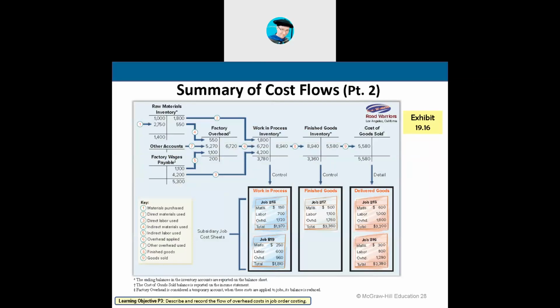This is a nice graphical representation of that physical flow. So number one has the materials purchased. Those are materials that we purchase from our vendors, like our steel, aluminum, components, etc.